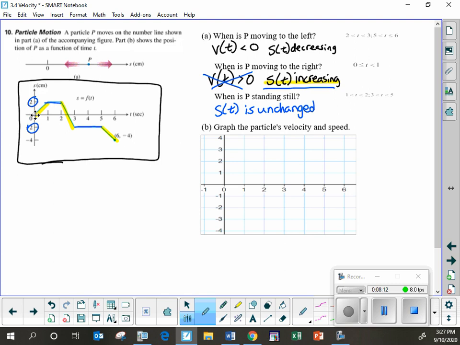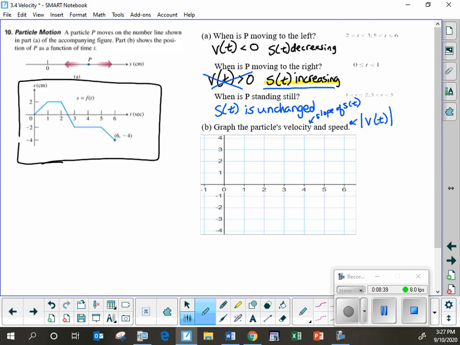Okay, part B says graph this particle's velocity and its speed. So the velocity would be the slope of position, wouldn't it, of s of t. And speed would be the absolute value of v of t. I think I'll work with velocity first. I need to calculate some slopes here.